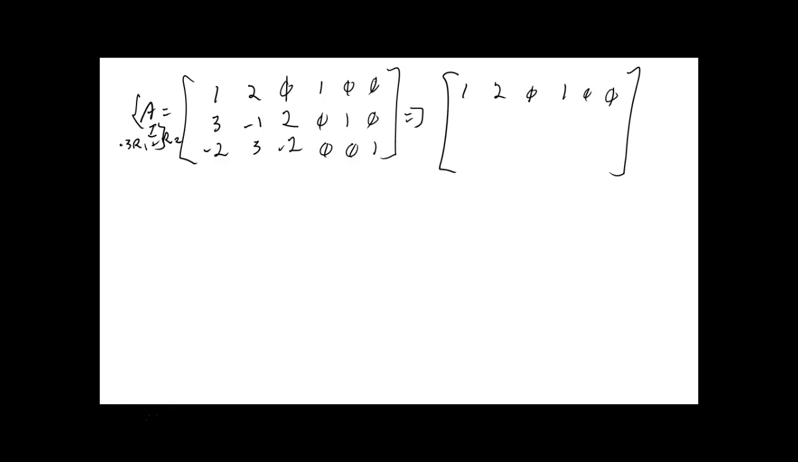Using row 1 the way it's indicated here, it's -3 row 1 plus row 2. So -3 times 1 is -3 plus 3 is 0. That's what we wanted. -3 times 2 is -6, -1 is -7. -3 times 0 is 0, plus 2 is 2. -3 times 1 is -3, plus 0 is -3. And -3 times 0 is 0, plus 1 is 1. And -3 times 0 is 0, plus 0 is 0. All right, second row done. Okay, for now. We're going to do more with it later.